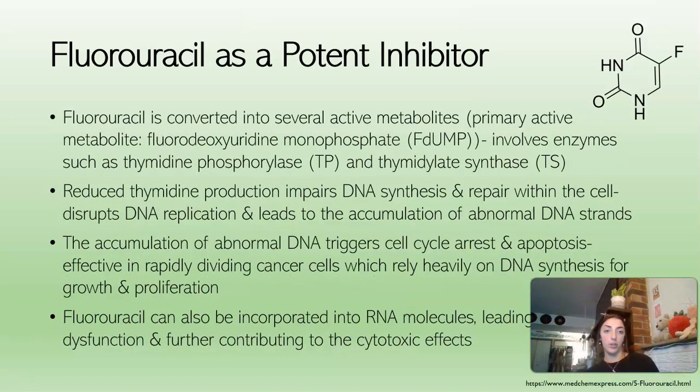It is a potent inhibitor, and the structure of it is shown on the right there. And the way that it can be this inhibitor is it's converted into several active metabolites. The primary active metabolite is fluorodeoxyuridine monophosphate, which is also called FdUMP. And this process involves enzymes such as thymidine phosphorylase, which is known as TP, and thymidylate synthase, which is known as TS. And reduced thymidine production impairs DNA synthesis and repair within the cell, and this disrupts DNA replication and leads to the accumulation of abnormal DNA strands.